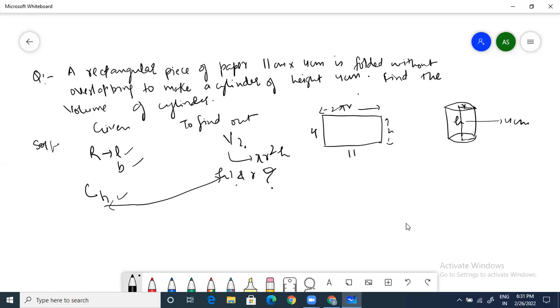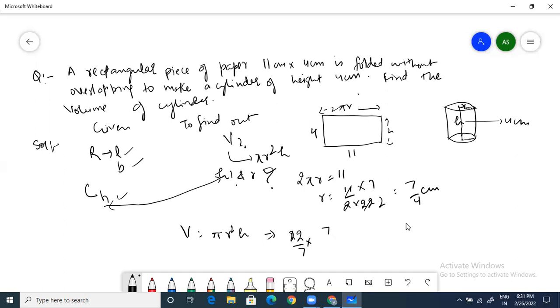So this is 4 centimeter. And 2 pi r is equal to what? 11. So your r will be equal to 11 upon 2 pi, which is 22 upon 7, so r is 7 by 4 centimeter. Volume we already know: it is pi r square into h. So pi is 22 by 7. What is r? We just calculated r, 7 by 4, and it is squared. And h is 4, we are already given h here.